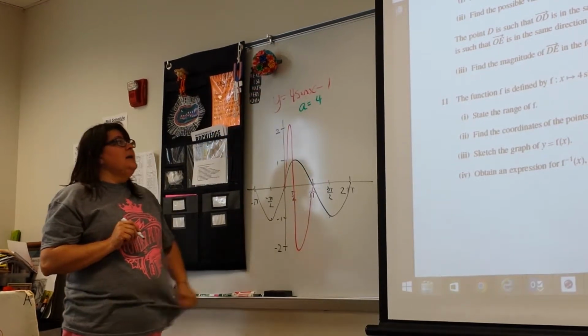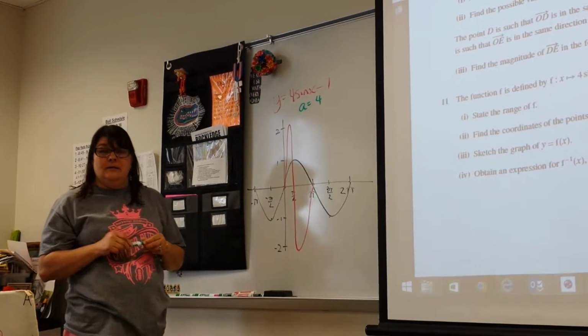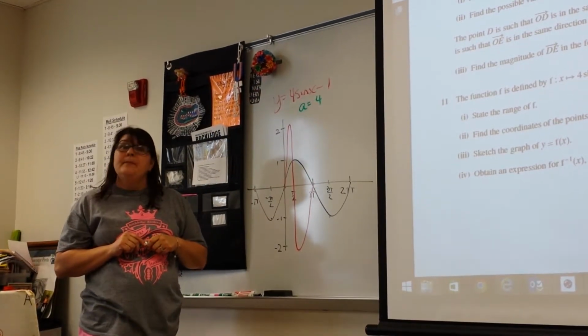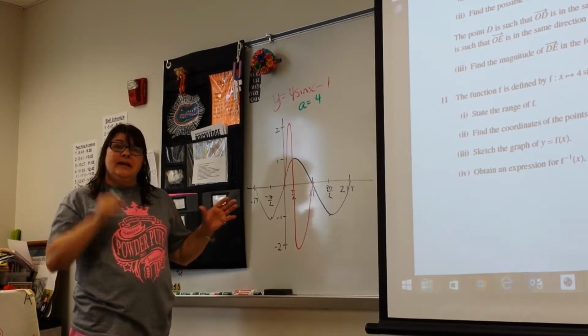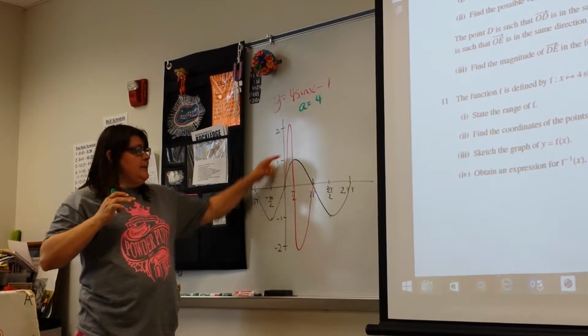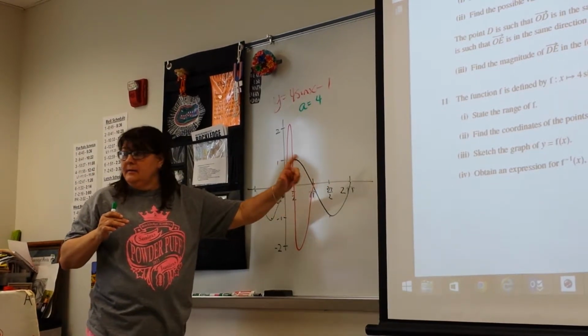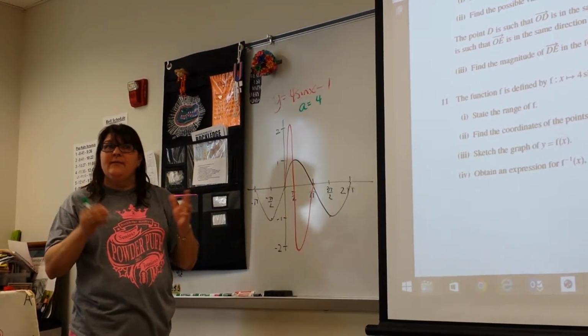Okay, now, how about the period? Stays the same. The period stays the same. So this graph would be done like the little black graph up here. It would be done by 2 pi. Did that make sense? Okay, because it's 2 pi divided by 1.